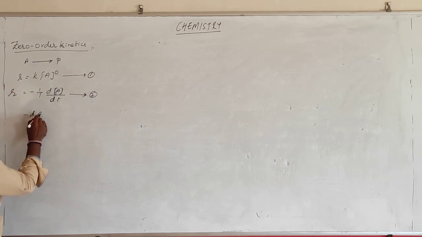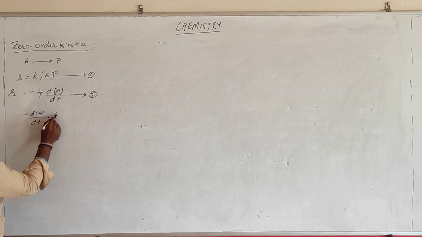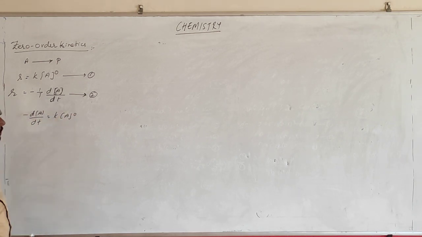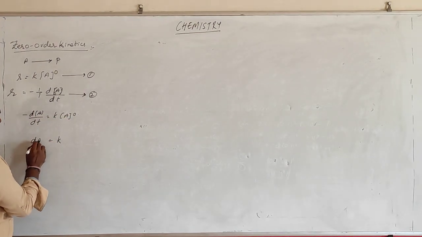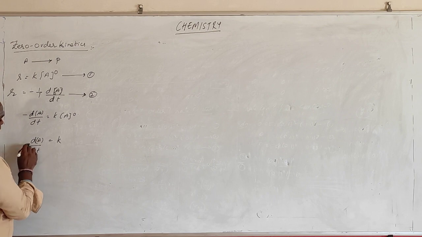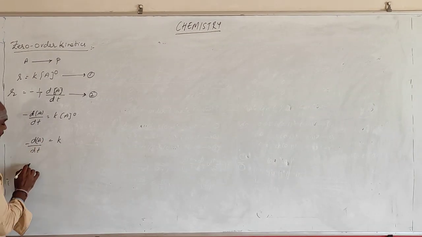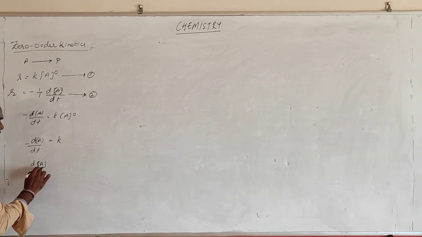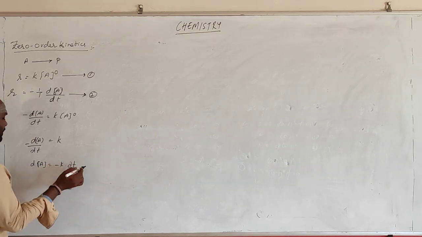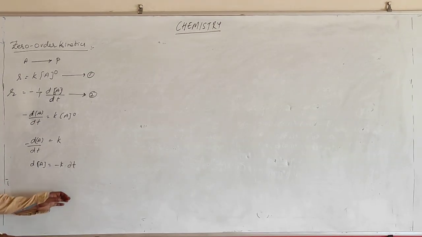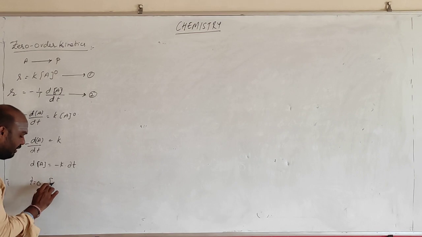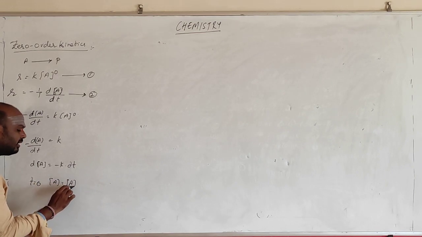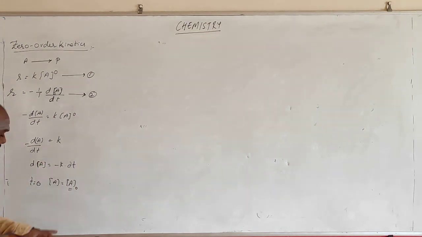Minus dA by dt is equal to k times A to the power 0. Anything with power 0 is 1, so it is k. Moving the minus and dt to the other side, dA is equal to minus k dt. So integrate this equation. If time is 0, then the concentration will be the initial concentration, A naught, which remains as it is because time is 0.